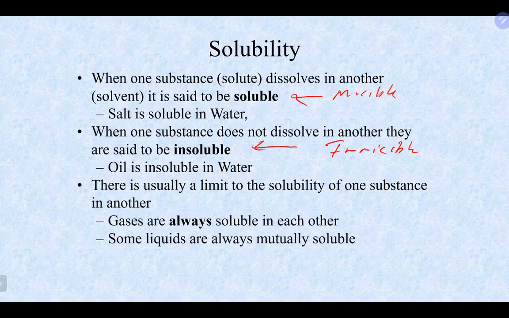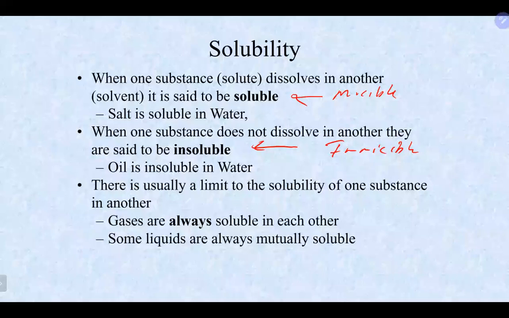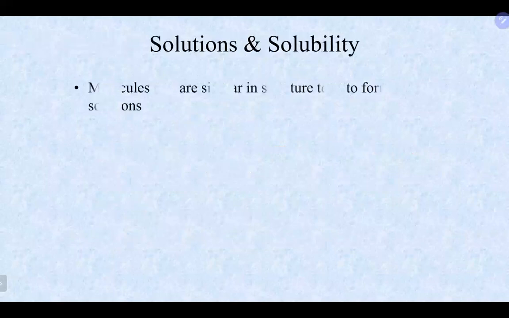We'll talk a little bit about that in a second, but there are things that are always soluble in one another. So gases, because gases are basically flying around, they're constantly mixing with one another, so they're always soluble in one another. Liquids are also a lot of times mutually soluble. So a polar liquid and a polar liquid would be soluble in each other. A non-polar liquid would be soluble in a non-polar liquid. Again, if you cross over polar to non-polar, they will be insoluble in each other.